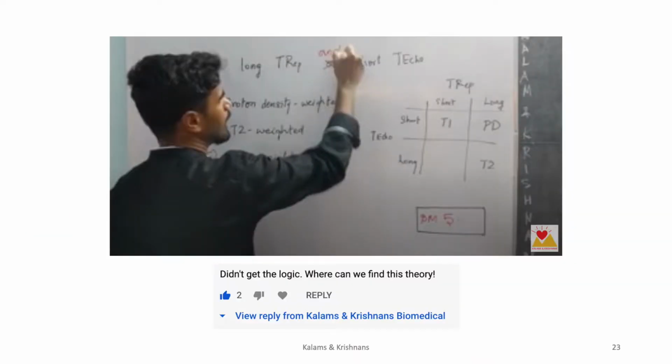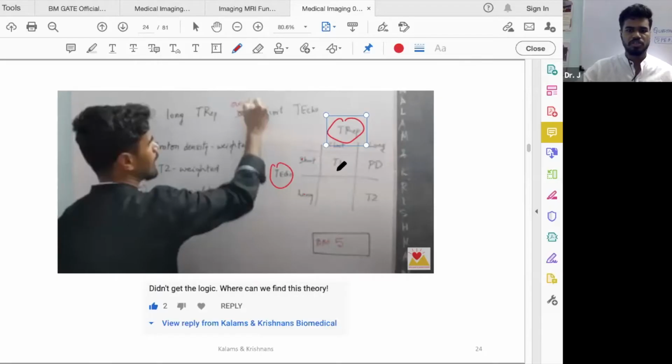Let me explain the problem. What I did in YouTube is this. I said, if TR is short or long, and if T echo is short or long, then for the short-short combination you will get T1, for the short-long combination you will get proton density, and for the long combination you will get T2. There was a comment from a student, and I really appreciate it, saying they didn't get the logic. Great, because I did not explain the logic. I just put up a table saying which combinations give which.